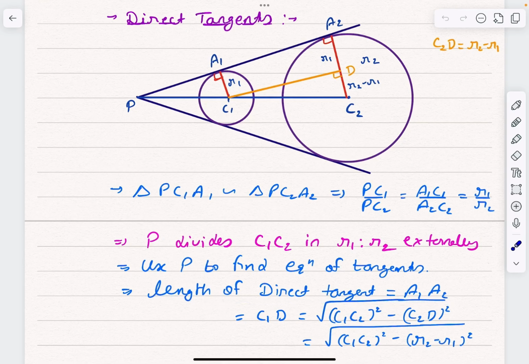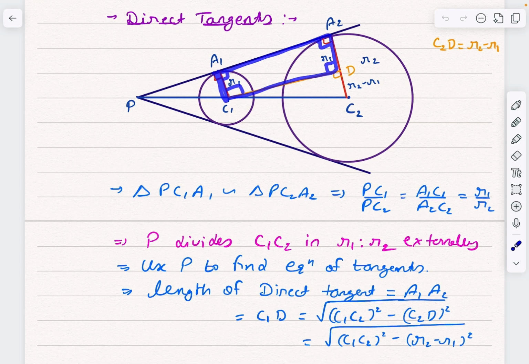What is the length of direct tangent? This is like A1, A2, the distance between their point of contacts. How do you find them? See, from this C1 point, draw perpendicular on this line C2, A2. Now, this is 90, this is 90, this is 90, so this will become a rectangle.